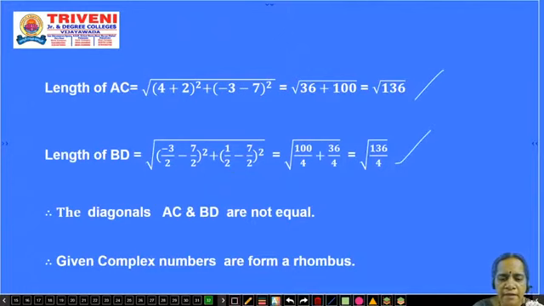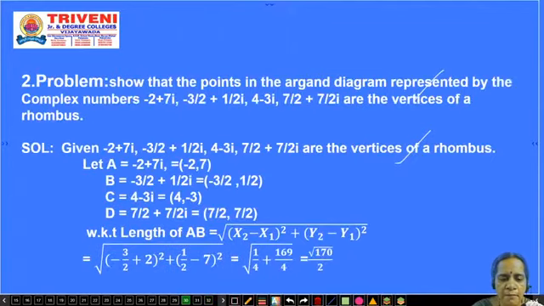These diagonals are not equal. Then all sides are equal and diagonals are not equal. Therefore, the given points form a rhombus.